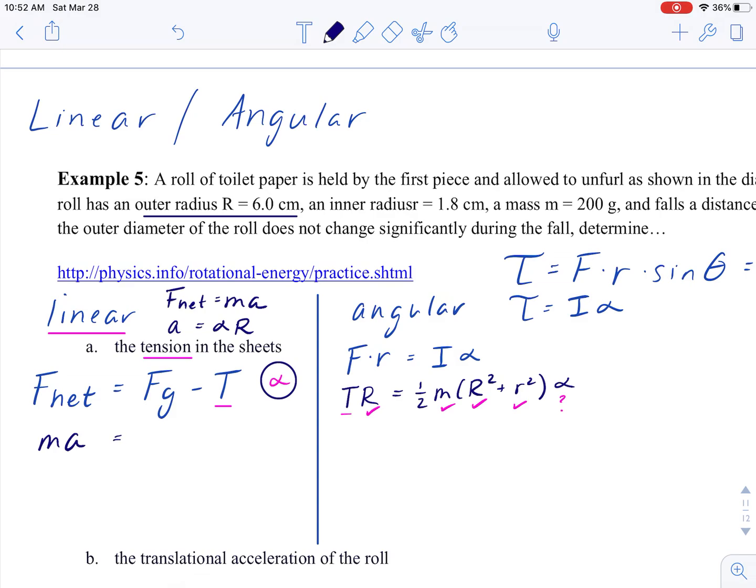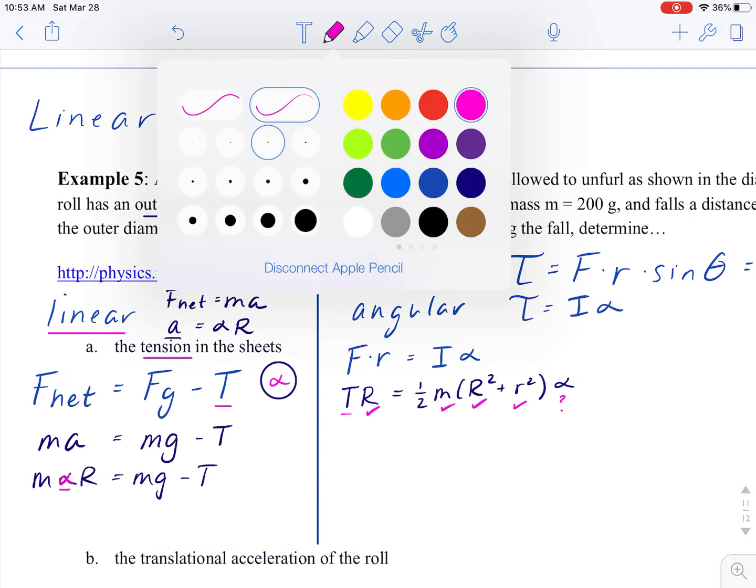Before I get that far, though, I'm going to finish this out. Fg is equal to the mass of the toilet paper roll times g, and then T is unknown. And then I am going to make a substitution for acceleration. And I'm going to solve for, again, the thing I'm looking for here is alpha. I'm going to solve for alpha, so I'm going to divide both sides by mr.